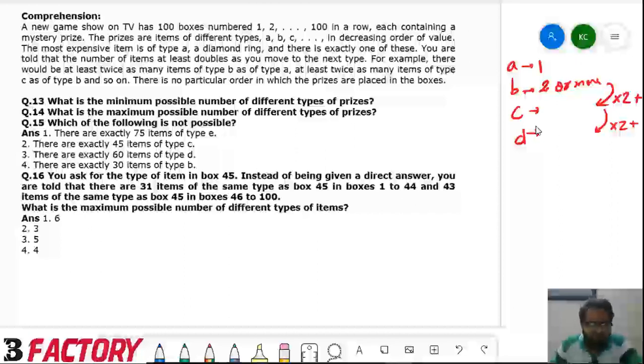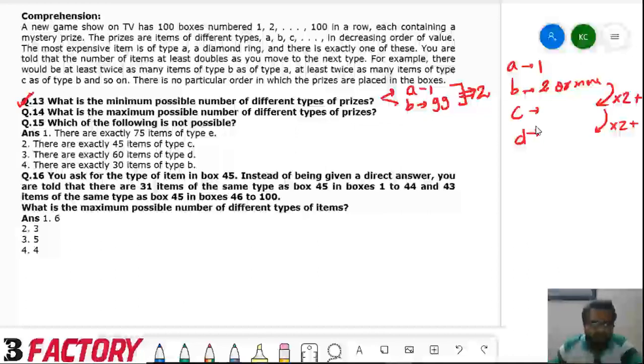Now what is the minimum possible number of different types of prizes? Obviously we have type A, which is a diamond ring. Type B, what is the number we can have? We can have two or more than that. If I write B as 99, if we have 99 such gifts, then we have just two types of gifts, and with that the condition is fulfilled. So the answer to this question is just two types. Minimum types can be two.